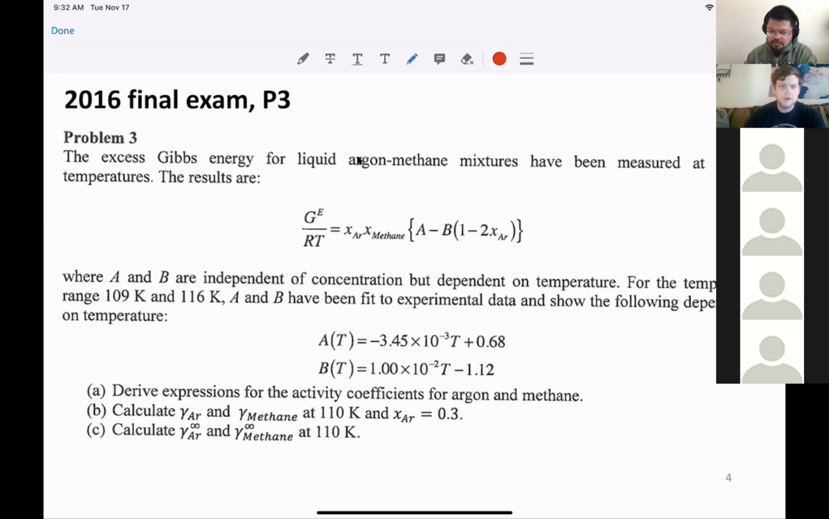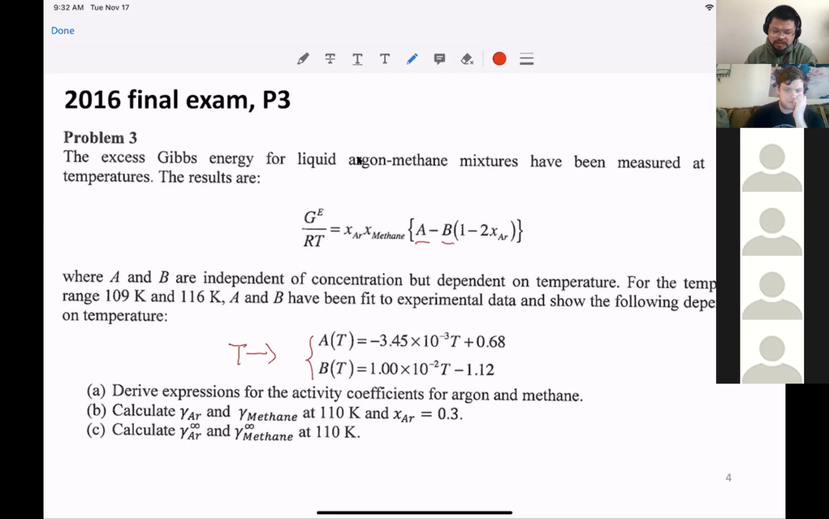And we have some other information. So the A and B coefficients, once we know the temperature, we're able to figure out the A and B values. That would be the known value to us if we know the temperature.